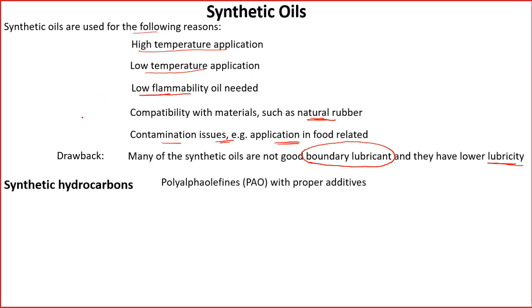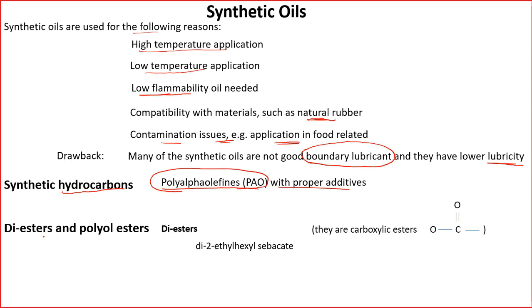So there are two types of synthetic oils. One is called synthetic hydrocarbons. So polyalpha olefin, PAO, with proper additives. So PAO is the synthetic oil which is also hydrocarbon. So this is same as paraffin in terms of structure, but they have been processed by polymerization process. And the second one are diesters and polyol esters. So these are used, again, another synthetic oils, and they are more expensive. They are mostly used for high temperature application, applications like aircraft application.